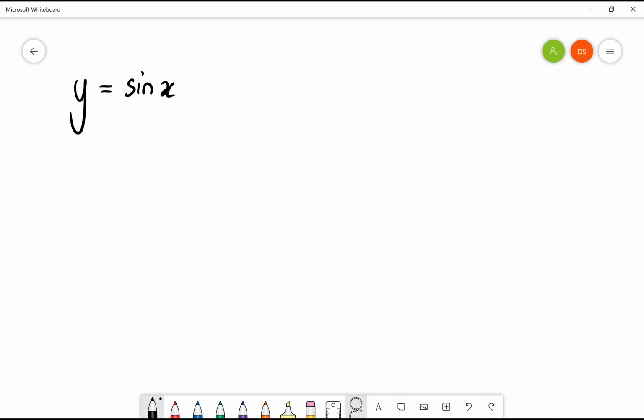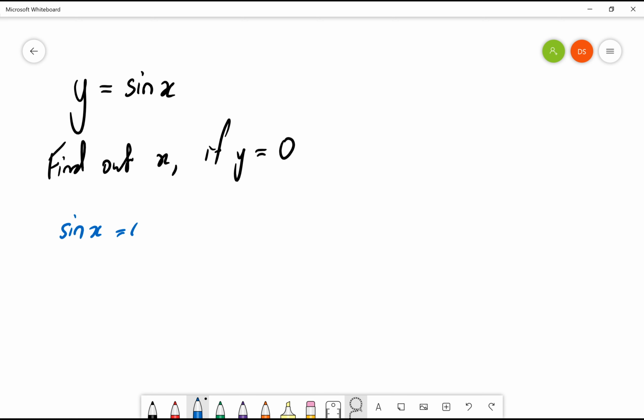Okay, suppose this equation, I wanted to find out x if y was equal to 0. Well, according to what we've done thus far, you'd go sine of x is equal to 0, and just like normal, you'd take the sine inverse of 0, type that into your calculator, and you will get x equals 0. And you're like, oh, okay, cool, that's my solution.